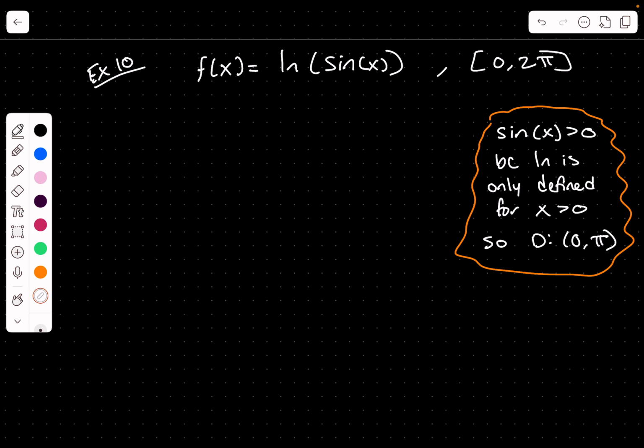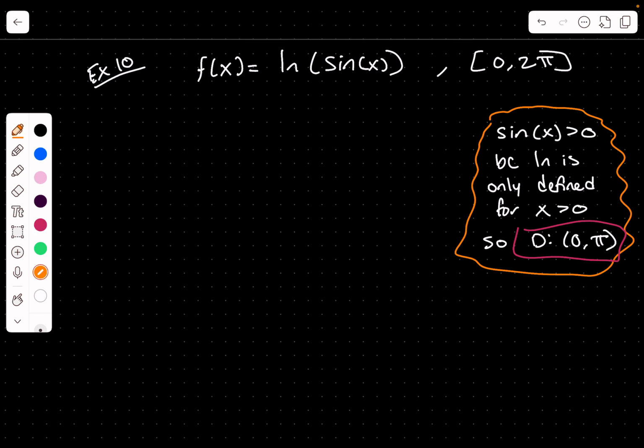Remember, ln x is only defined for when x is greater than 0. So therefore, sine of x has to be greater than 0. Our interval is from 0 to 2 pi, but again, sine of x has to be greater than 0. The only part of our unit circle where sine is positive is from 0 to pi, non-inclusive of 0, because ln is only defined for when x is greater than 0. So our domain is going to be 0, comma, pi, non-inclusive for either, okay?